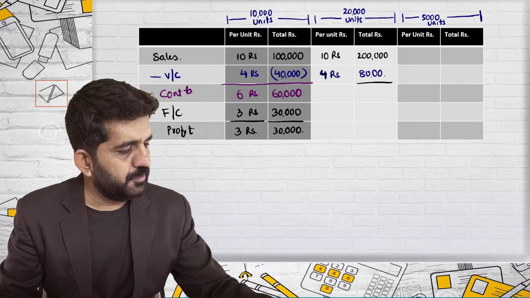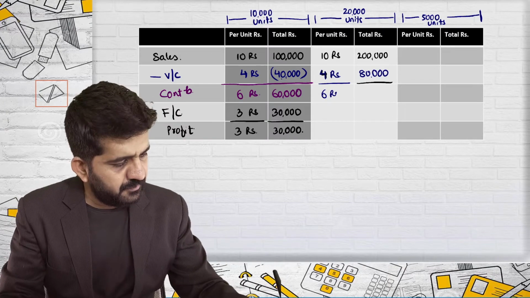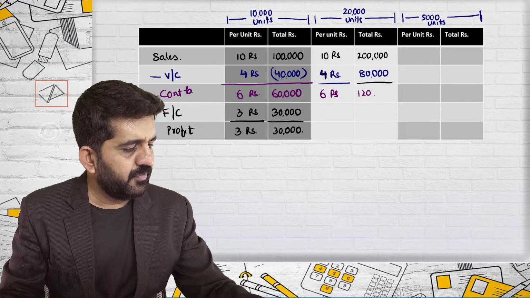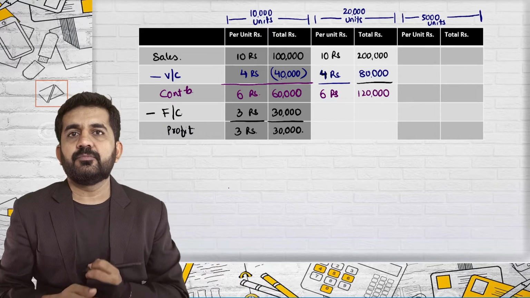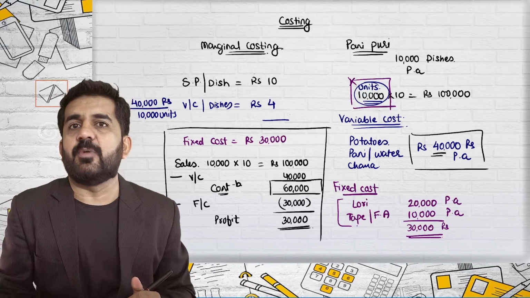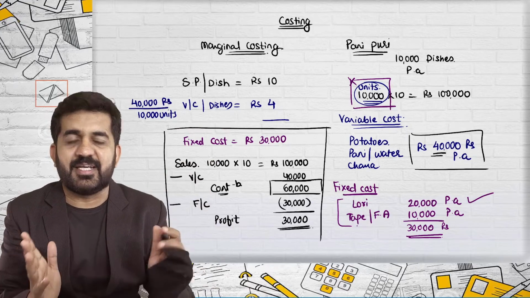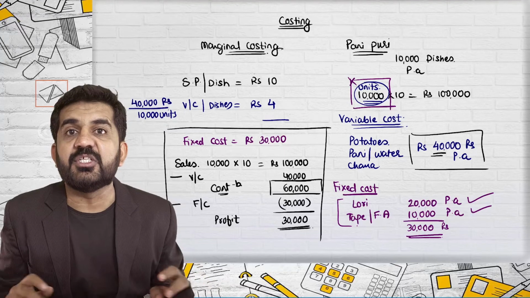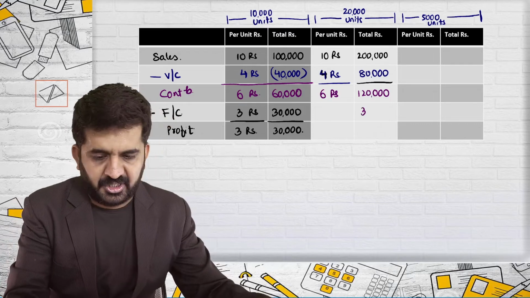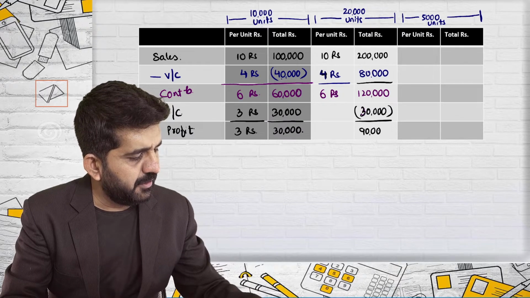This is 80,000 rupees. What is contribution per unit? 6 rupees, and total will be 1,20,000. What will be fixed cost? What will be rent of the lorry if you are selling 20,000 units? It will still remain 20,000. What will be rent of tape recorder, utensils and other things? It will remain 10,000. It will not change. They are not dependent upon number of units. So my fixed cost remains the same, which is 30,000. And my profit will be 90,000.